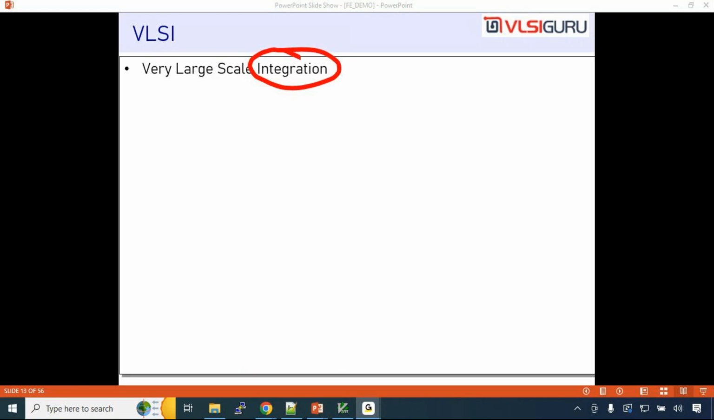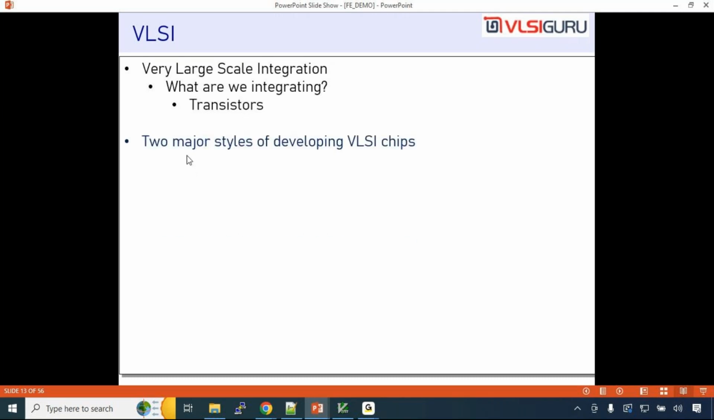What is it that you are integrating? We are integrating transistors. What are examples of transistors? MOSFET, FinFET, BJT. There are two major styles of developing VLSI chips. What are those two major styles? One is called ASIC, one is called FPGA.